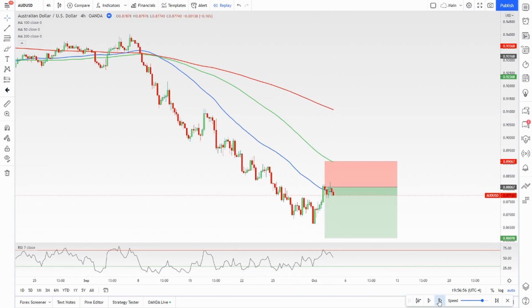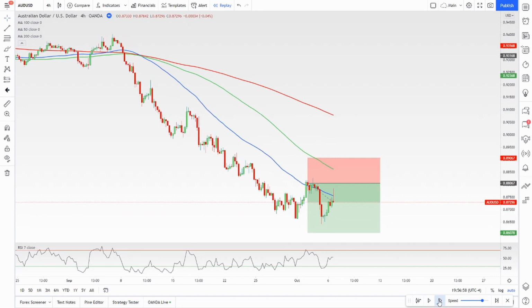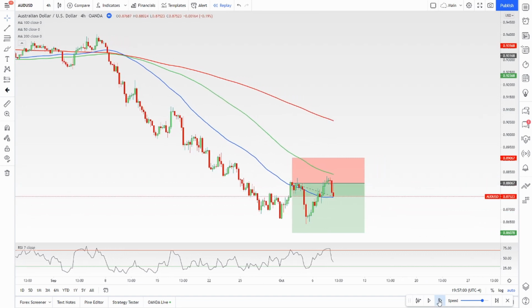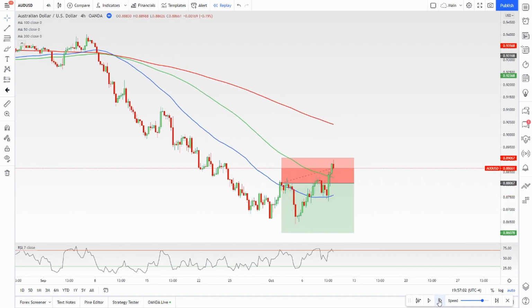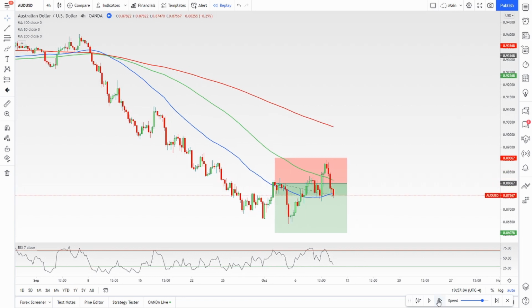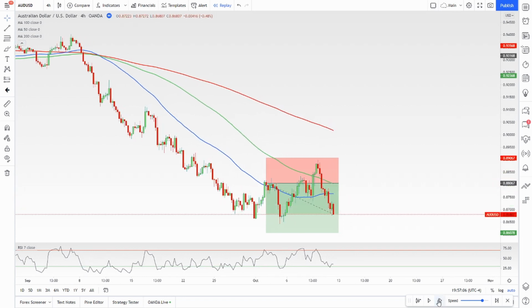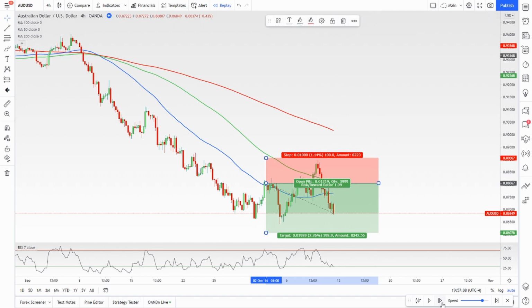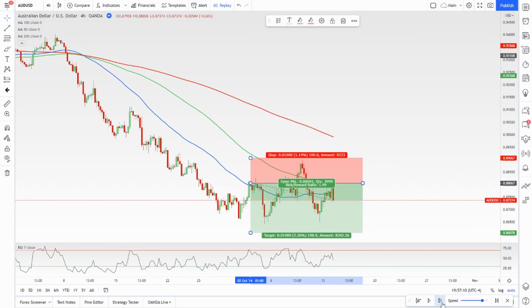So let's see if this one would have played out. Oh, looking good so far. Let's see if we can get a continuation. Looks like we are just close to stopping out. Nope, we're going to come back down. And let's see how this would have played out.